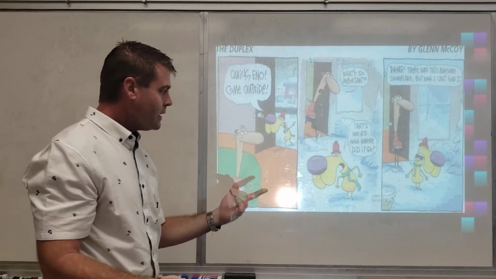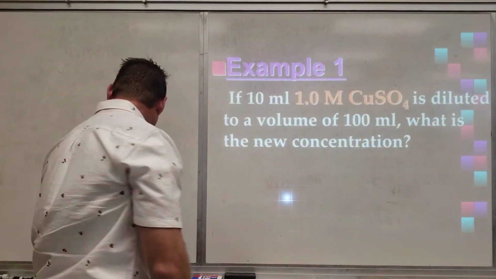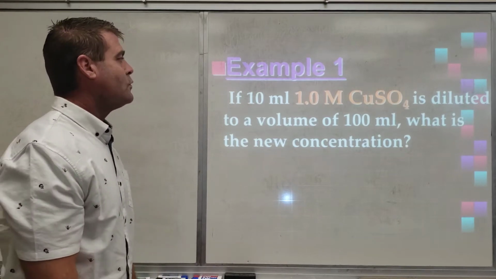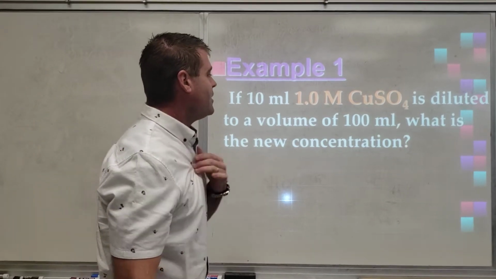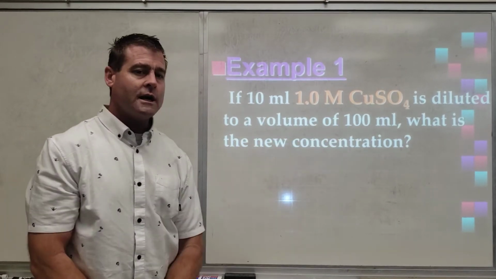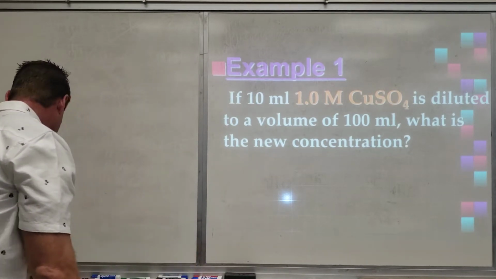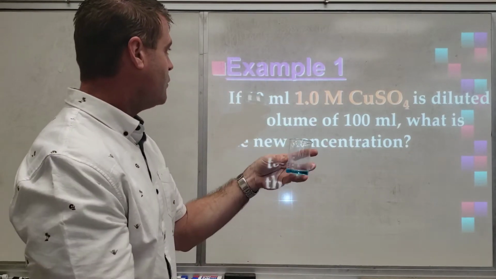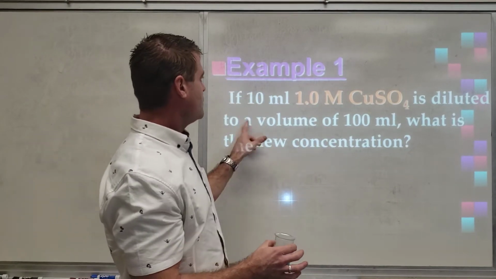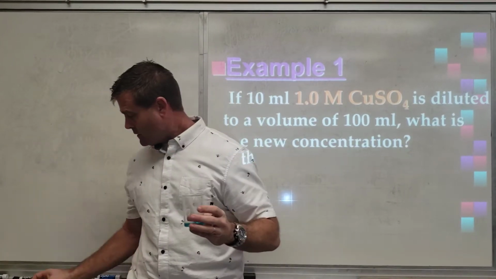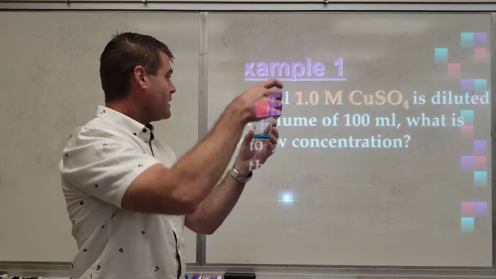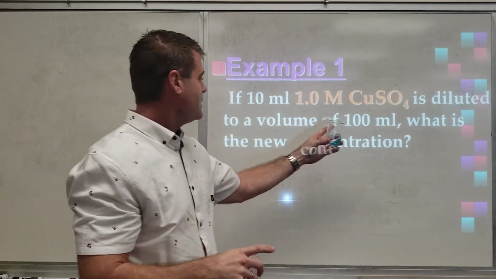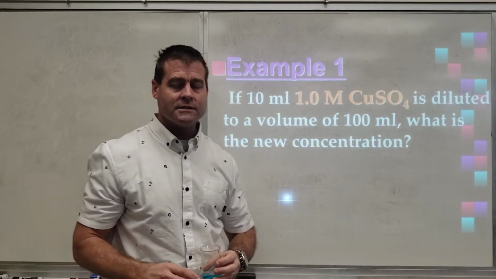It was right there. So, you guys write this down. It's good to have a problem in your notes. So if we have 10 milliliters of 1 molar copper sulfate, and it's diluted to a volume of 100 milliliters, what is the new concentration? So, that's what we have here. Let's say we have 10 milliliters, right, not much, 1 molar copper sulfate. What are we going to do? We're going to dilute it. So obviously, what are we going to do? We're going to add some water, okay? And we're going to add water until our new solution is 100 milliliters. What is the new concentration?